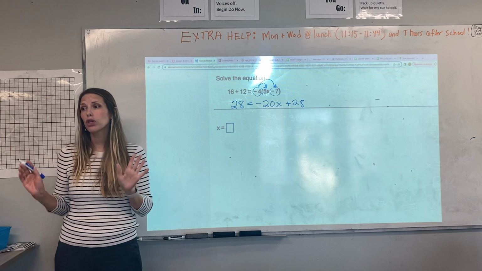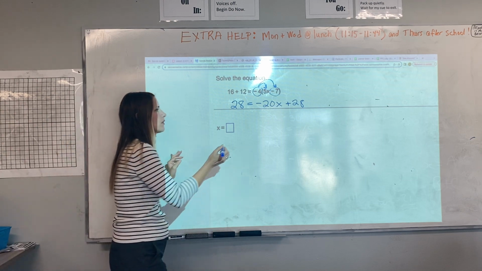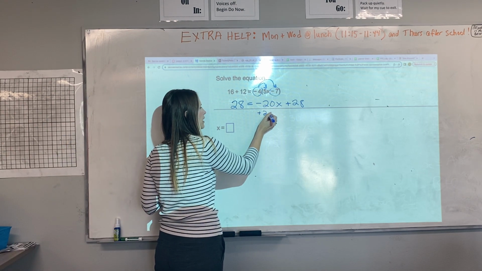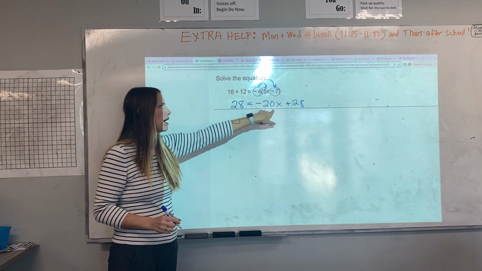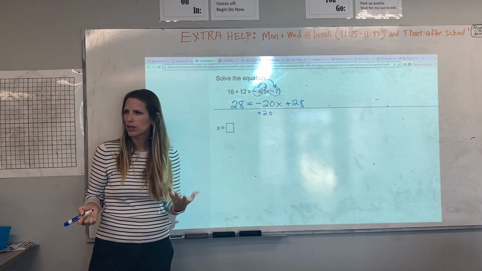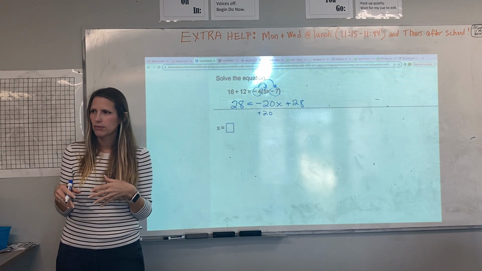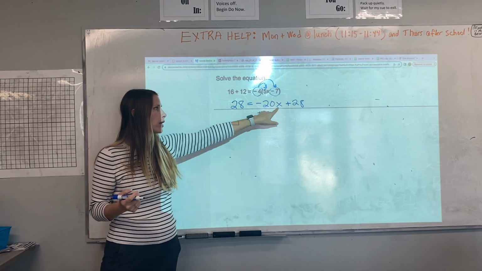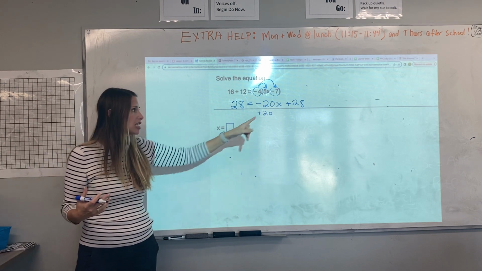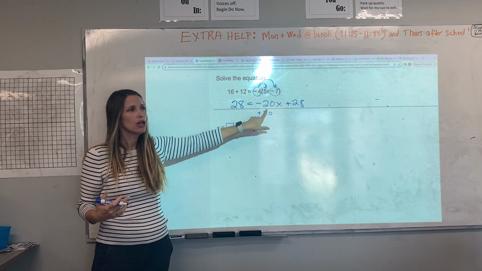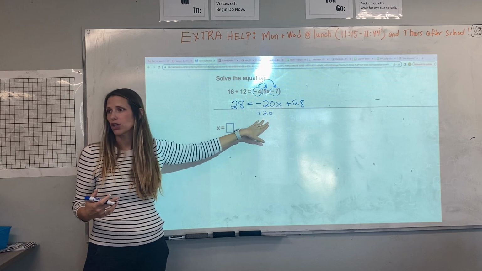Okay, so I'm going to show you what happens if I add 20. If I try to add 20, I'm not going to be able to cancel out my -20x and my 20 because they're not like terms, I can't combine them. So all I have is a -20x plus 20, I can't do anything with that. X is being multiplied by -20, so adding 20 isn't going to cancel it.